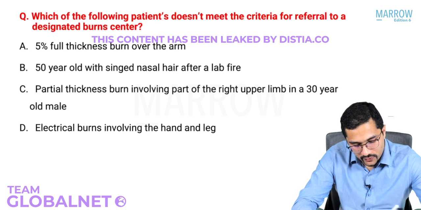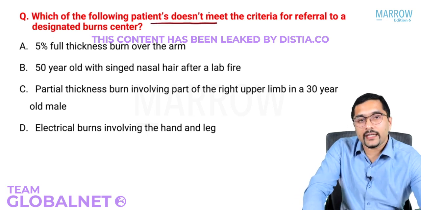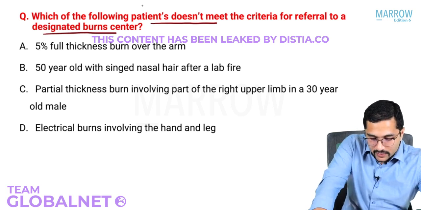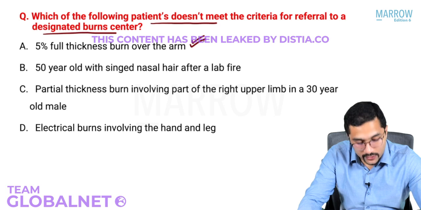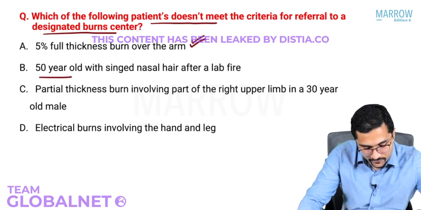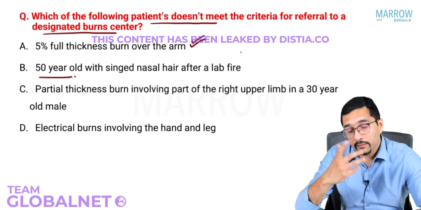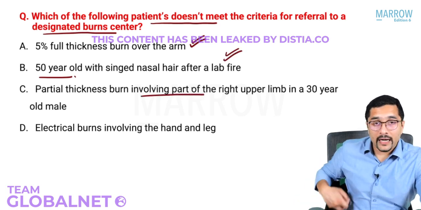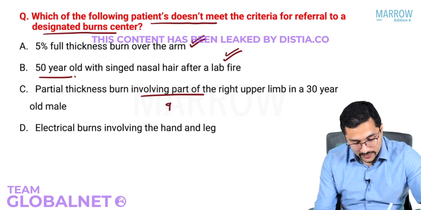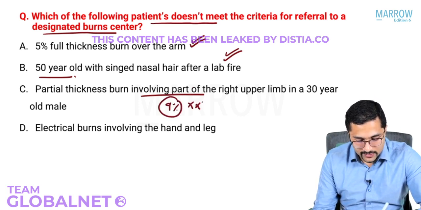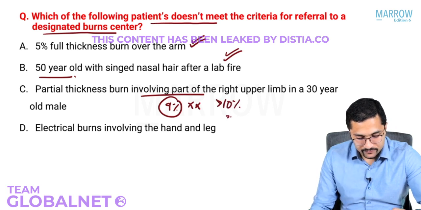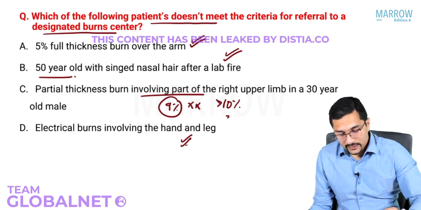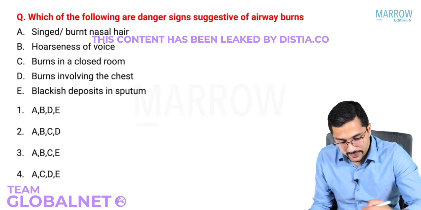So some questions: which of the following patients doesn't meet the criteria for referral to a designated burn center? So 5% full thickness burns, this person will go to the burn center. 50-year-old with singed nasal hair means there are airway burns, they will go. Partial thickness burns involving the right upper limb. So right upper limb would just be 9%. This does not classify. It has to be more than 10%. Electrical burns involving hand and leg. This is correct. I've already told you these criteria.